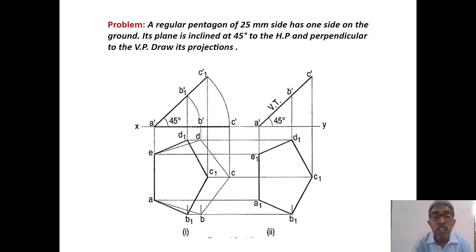Now the plane is given at 45 degrees to the horizontal plane. That's why it will appear inclined in the front view. That is the second stage.